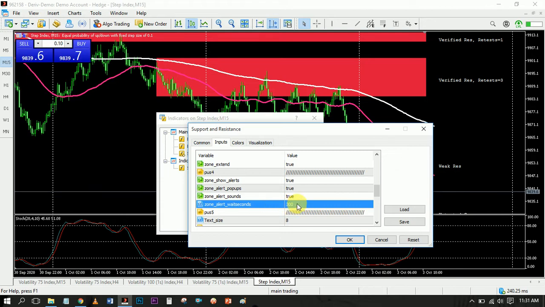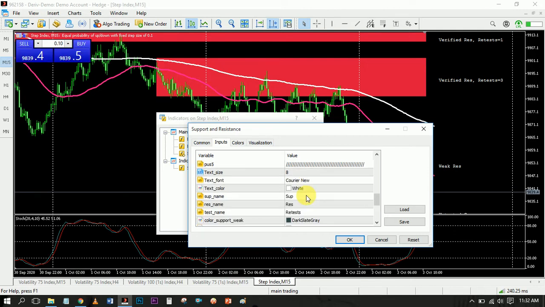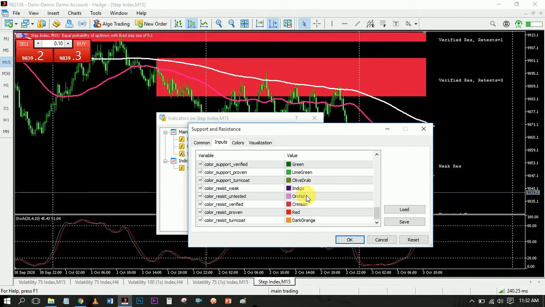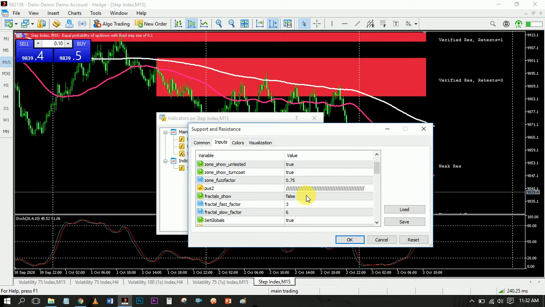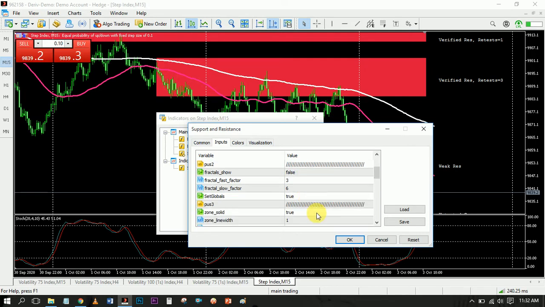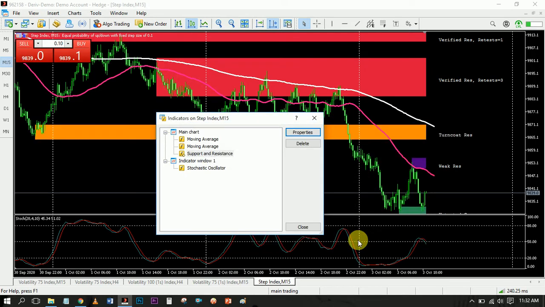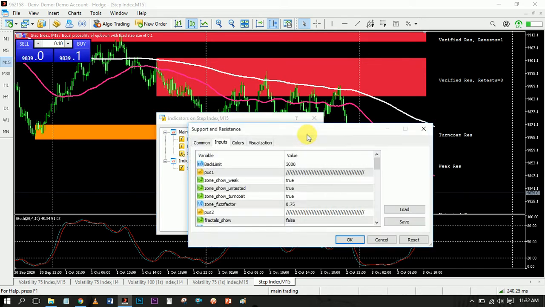When it touches a particular level, it waits for 5 minutes before it actually alerts you. So that's the basics on how this particular indicator works. Then you can click OK. You can see I turned on the tone code, so let me just put this off.